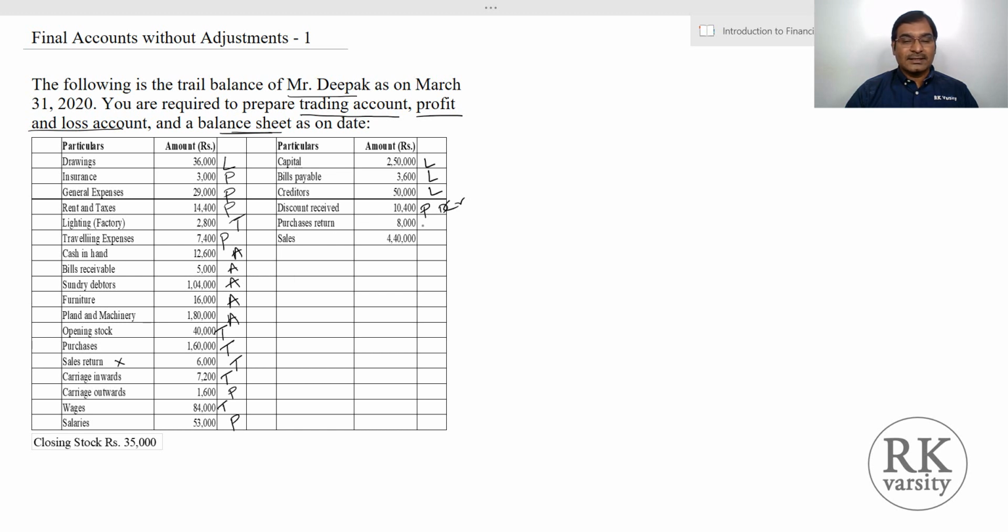Then purchase returns, so we have to make an adjustment for purchase returns. This we have to adjust from our purchases, so I am putting a mark here so that this indicates some adjustment. Sales, already here we have sales returns, so adjustment. Purchase returns and sales returns appear in the trading account and sales also appears in the trading account. So once we classify this, first we prepare a trading account.